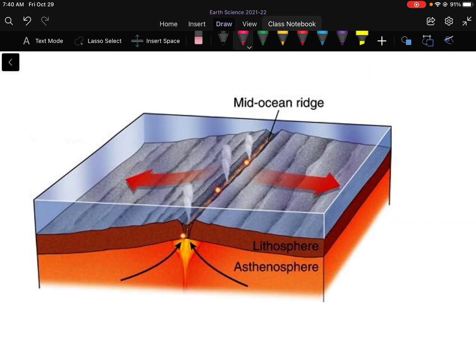So let's take a look at this. What we're talking about here is magma rising up through these spreading ridges. We find the youngest rocks towards the center, and then the oldest rocks towards the margins.